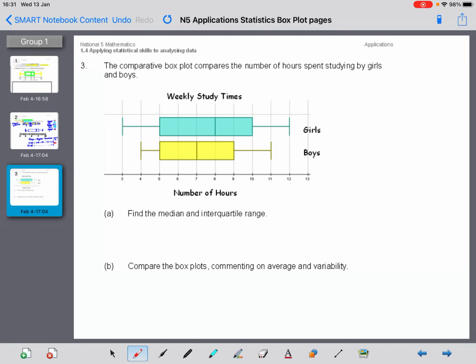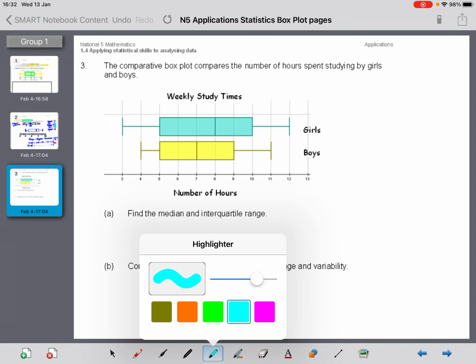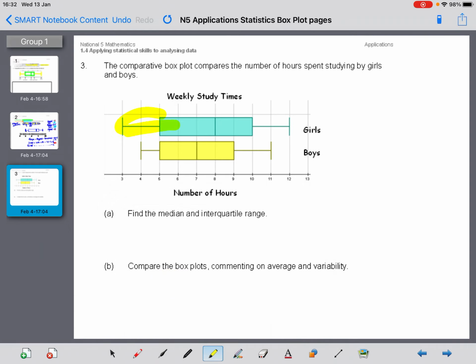Hi. Right. Question number 3 here. The comparative box plots compare the number of hours spent studying by girls and boys. So we actually have for this question 2 different box plots. We have the girls one here and we have the boys one underneath.